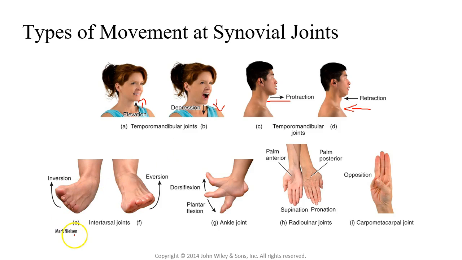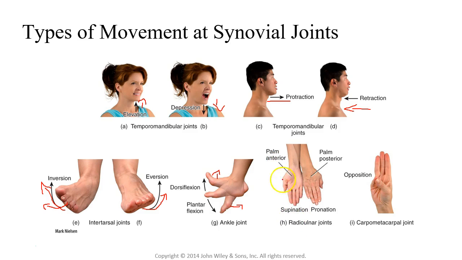Inversion and eversion, we see this at the ankle, the intertarsal joints. Inversion, we are inverting the foot, bringing the plantar surface of the foot towards the medial portion of the body. Eversion, we are taking that plantar surface of the foot and taking it farther away or laterally. Dorsiflexion and plantar flexion. Dorsiflexion, the dorsum of the foot is becoming closer to the center of the body. Plantar flexion, the plantar portion of the foot is getting closer to the center of the body.